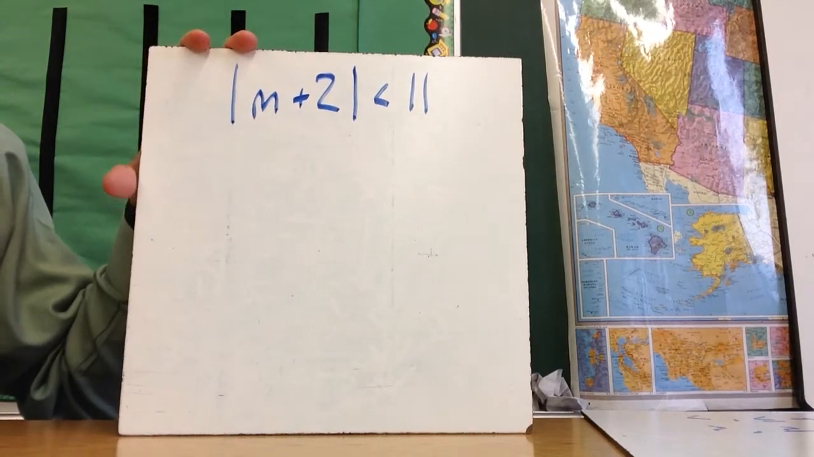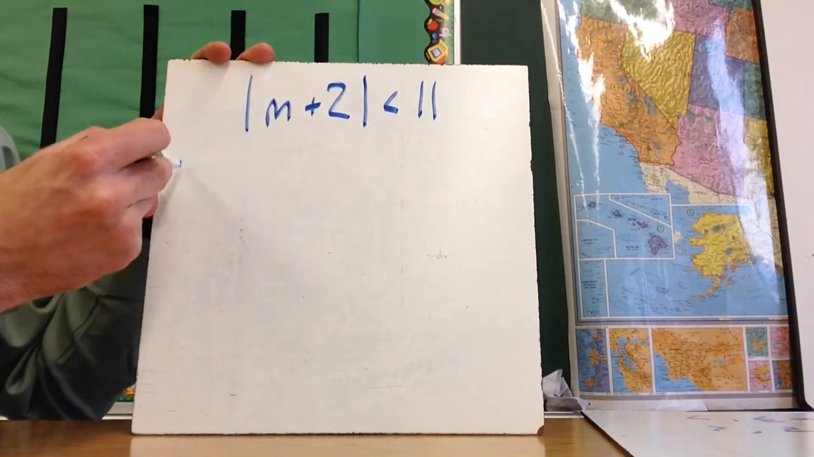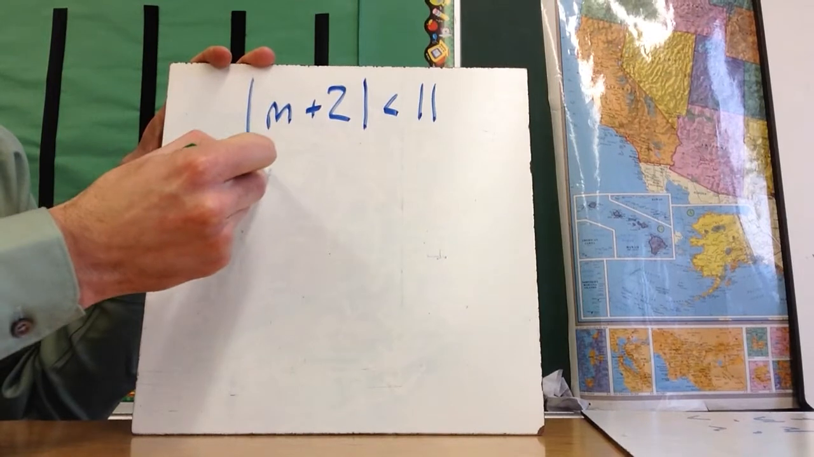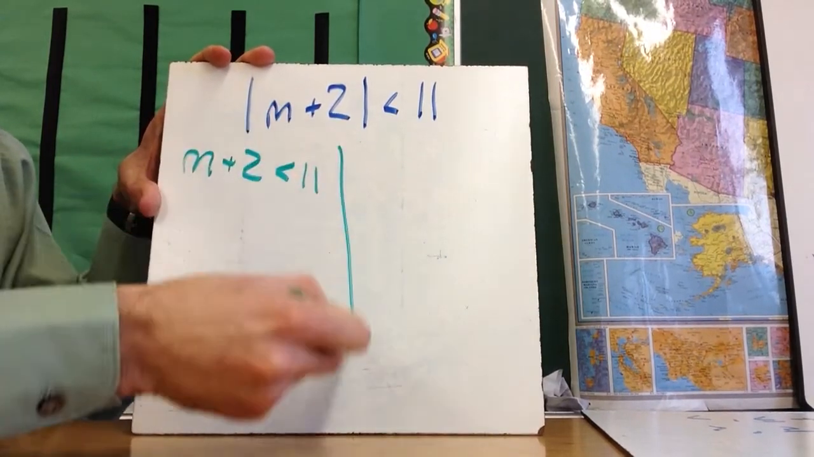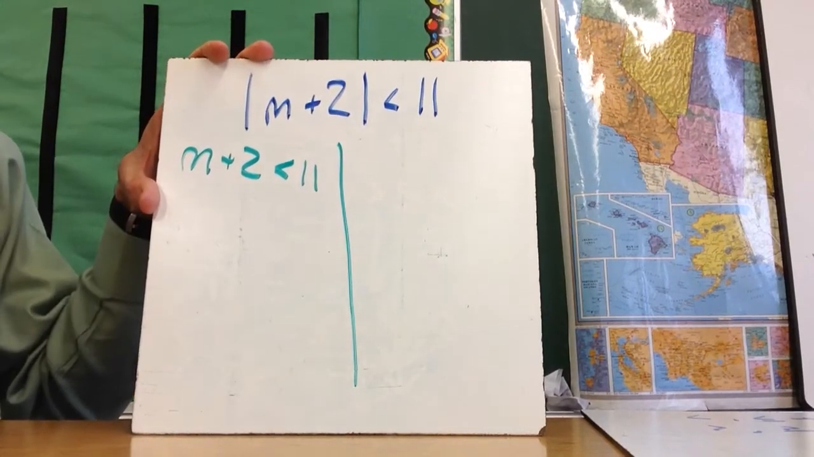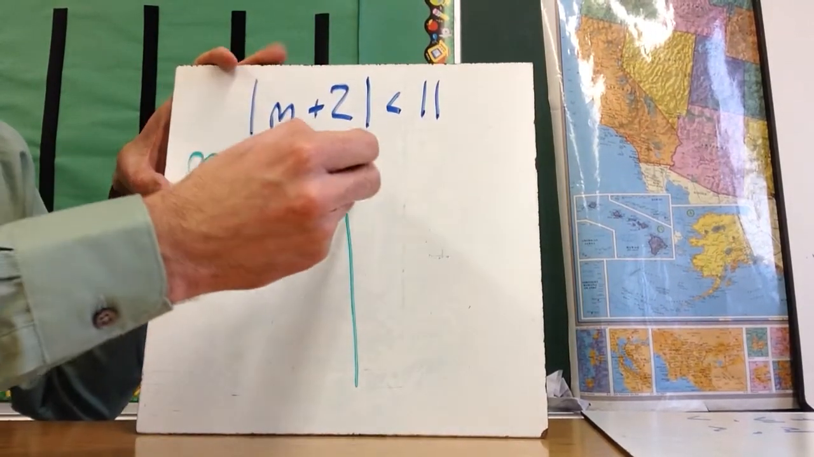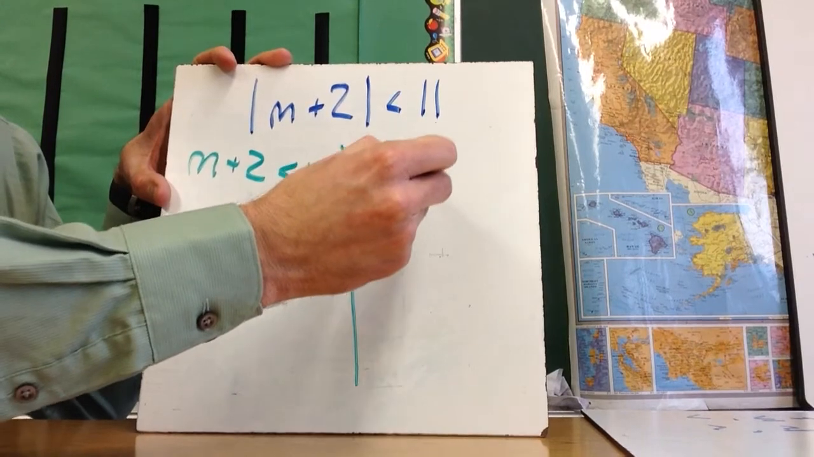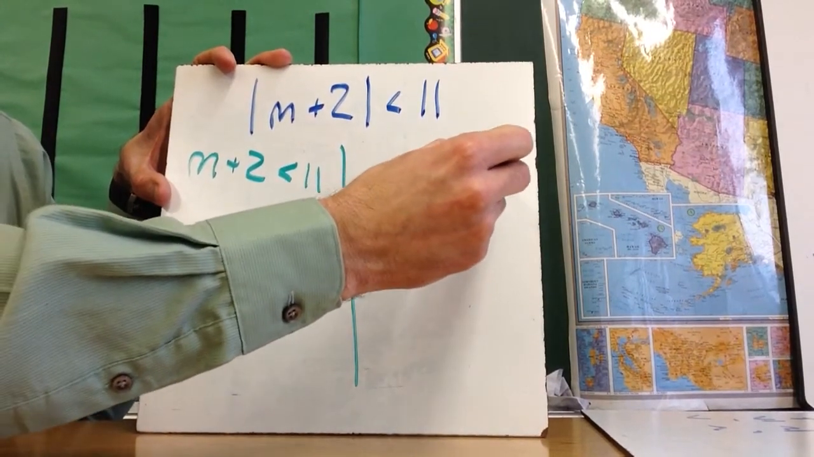And so there are two ways to think of this. The first one is that m plus 2 is less than 11. If you remember, we set this up as two problems. So it's this number that's inside of here can be less than 11, or the opposite of what's inside of there can be less than 11.